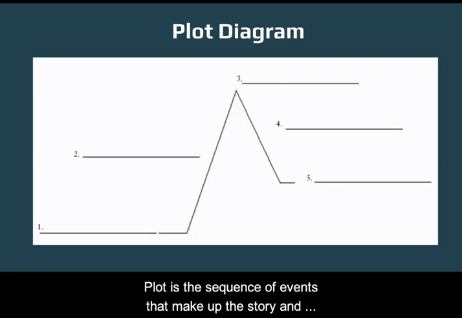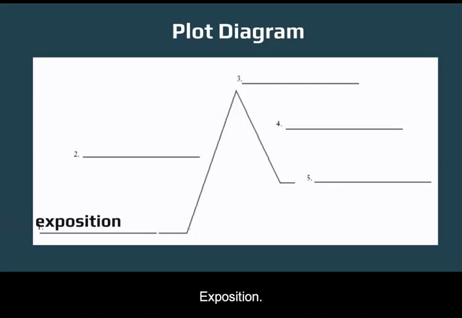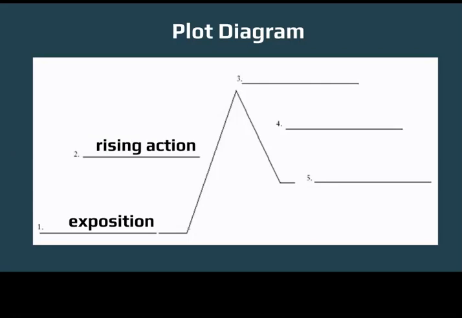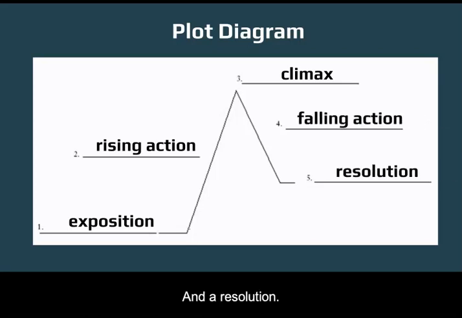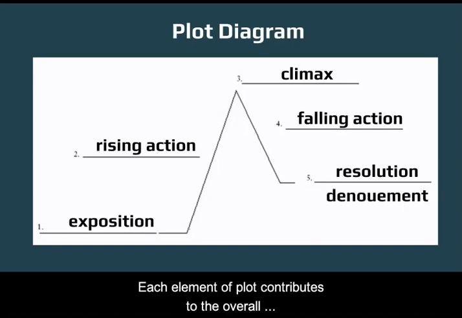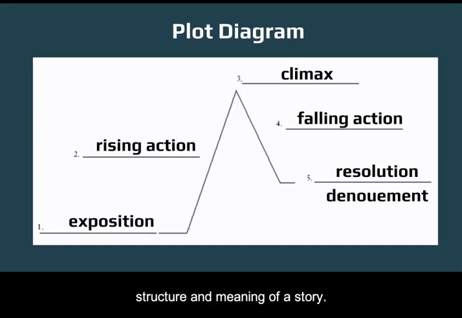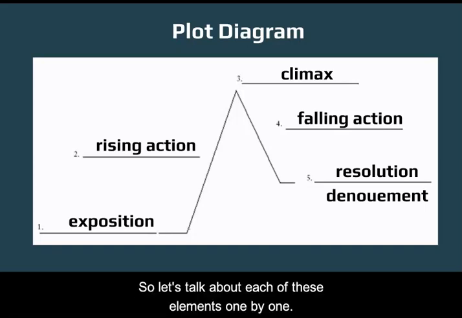Plot is the sequence of events that make up the story, and there are 5, like I said, 5 essential elements. They are exposition, rising action, a climax, falling action, and a resolution, also called a denouement. Each element of plot contributes to the overall structure and meaning of a story. So let's talk about each of these elements one by one.